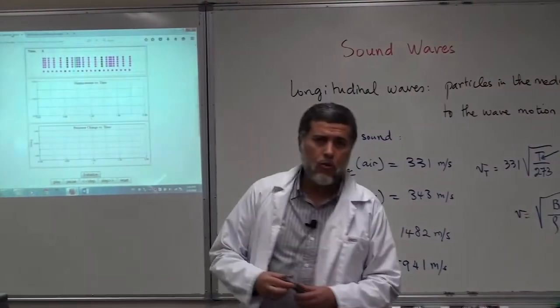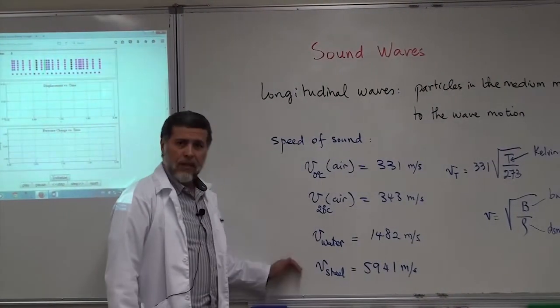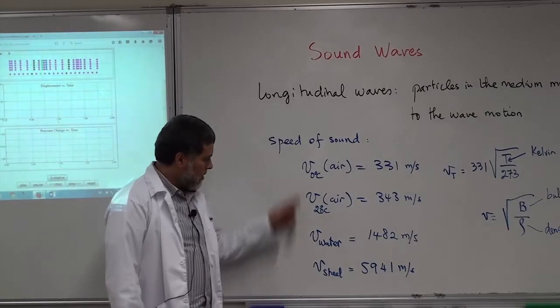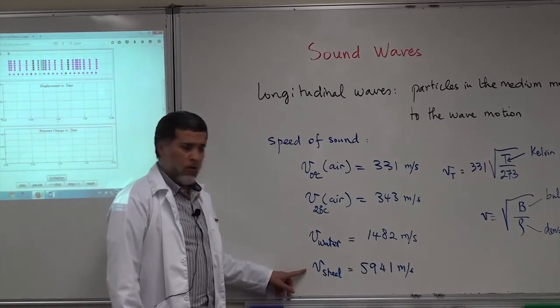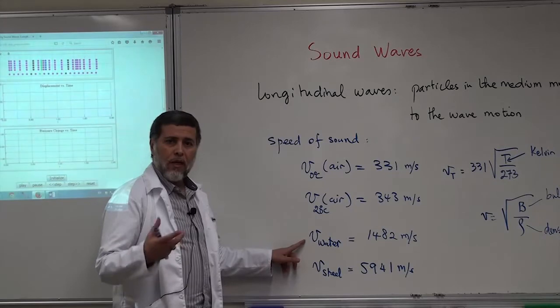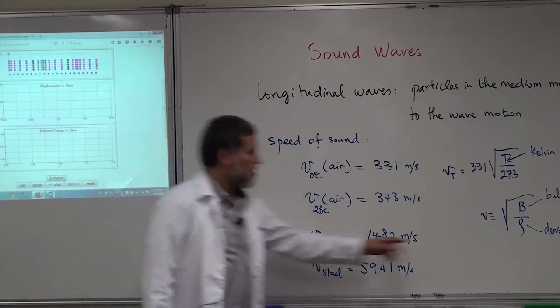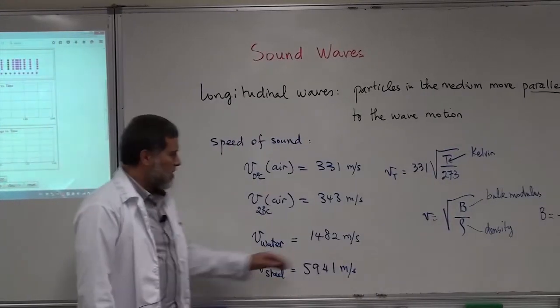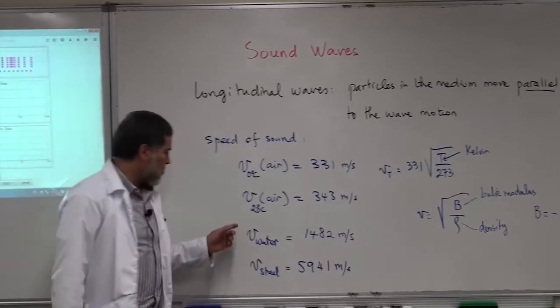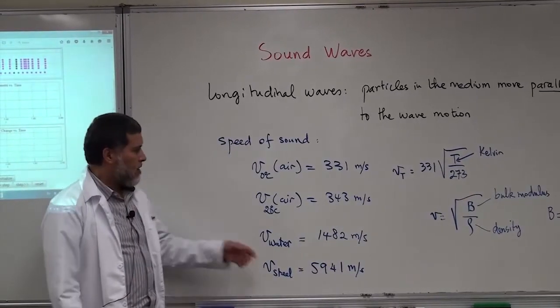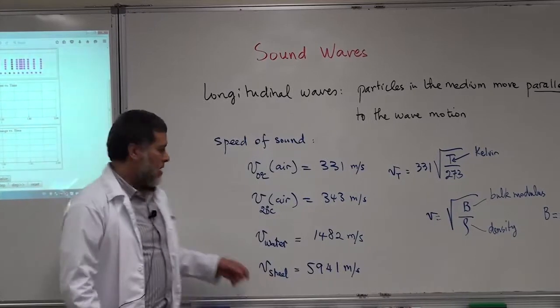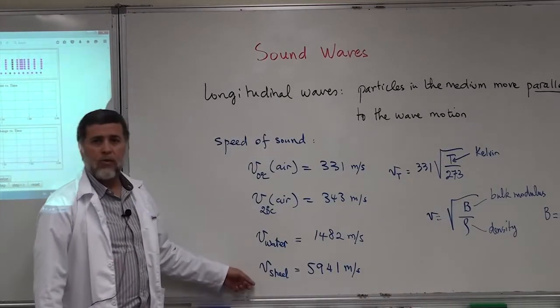Generally, you should know why the speed of sound increases as we go down in these examples here. As you go down, the bulk modulus increases. Of course, the density also increases, but the bulk modulus increases more than the density, and therefore this ratio becomes very large as you go from air to water to steel.